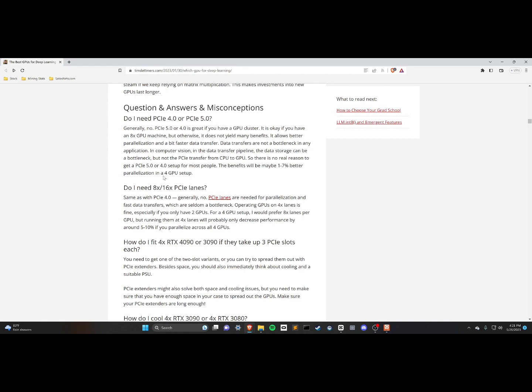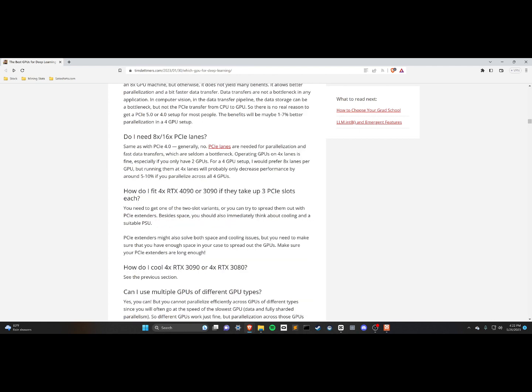Do I need 8x or 16x PCIe lanes? Same as PCIe 4.0 generally. No. It does talk in here where operating GPUs on 4x lanes is fine, especially if you only have 2 GPUs, or for a 4 GPU setup. I would prefer 8x lanes per GPU, but running them at 4x lanes will probably only decrease performance by around 5 to 10% on parallelization across all 4 GPUs.